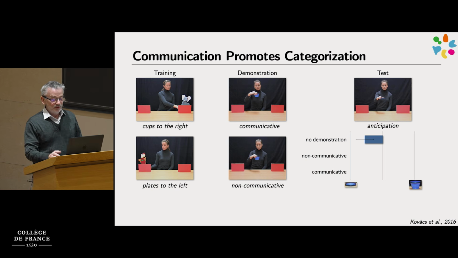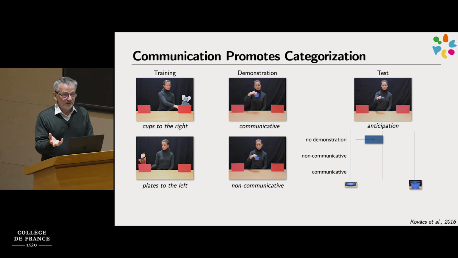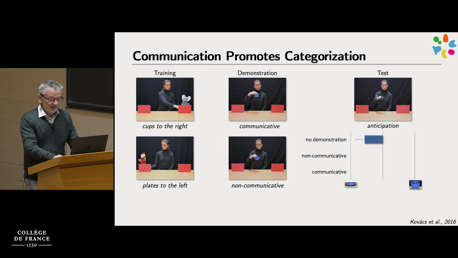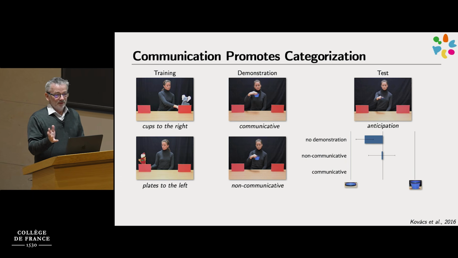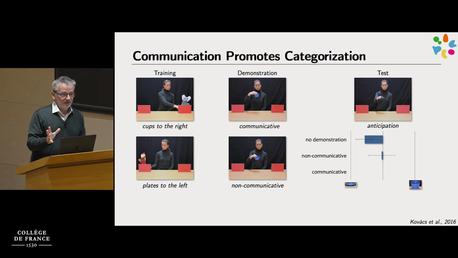So if there is no demonstration, then they look at the plate side. Not surprising, this is what they learned. It looks like a plate, it should go to the plate side. If they receive the non-communicative demonstration, they are completely undecided. So they learn something about that object, because they know that it could be either a plate or a cup.